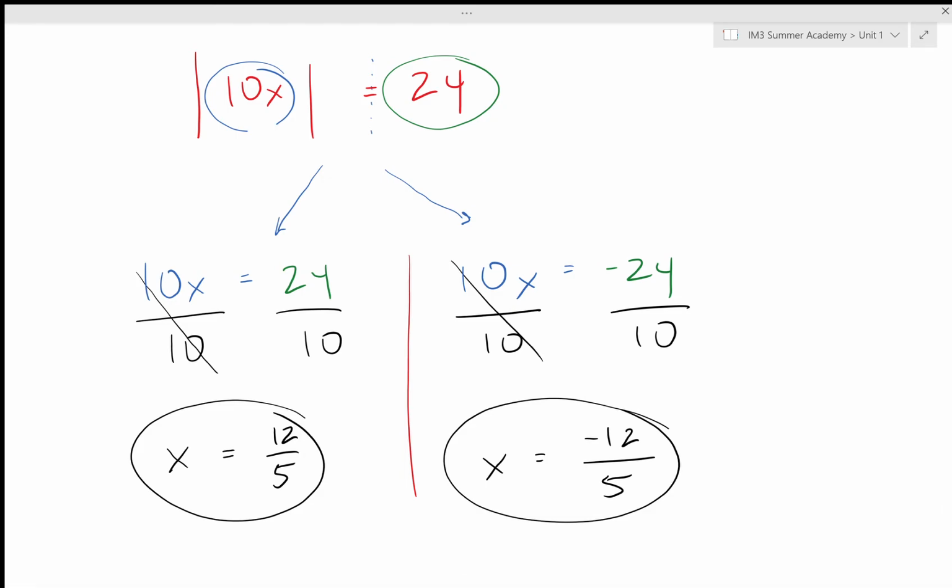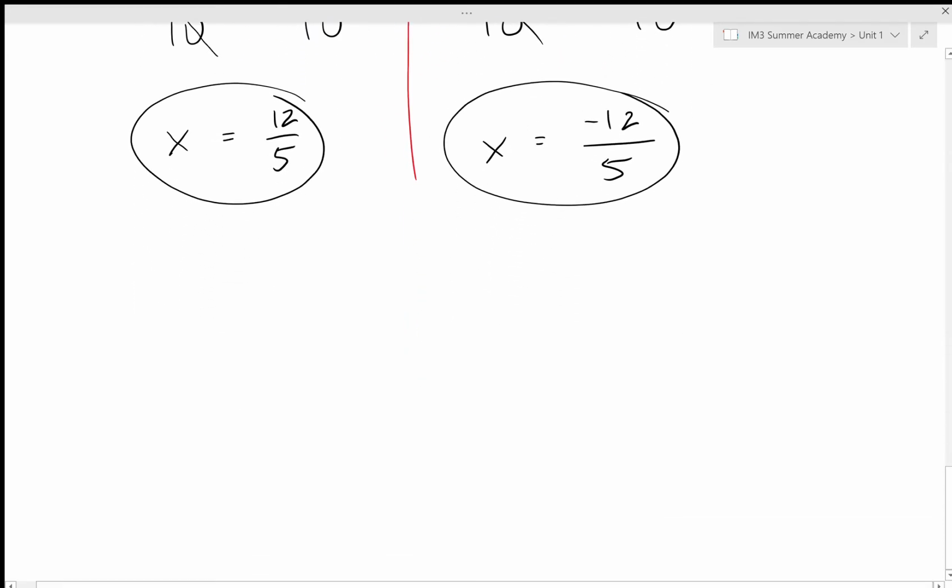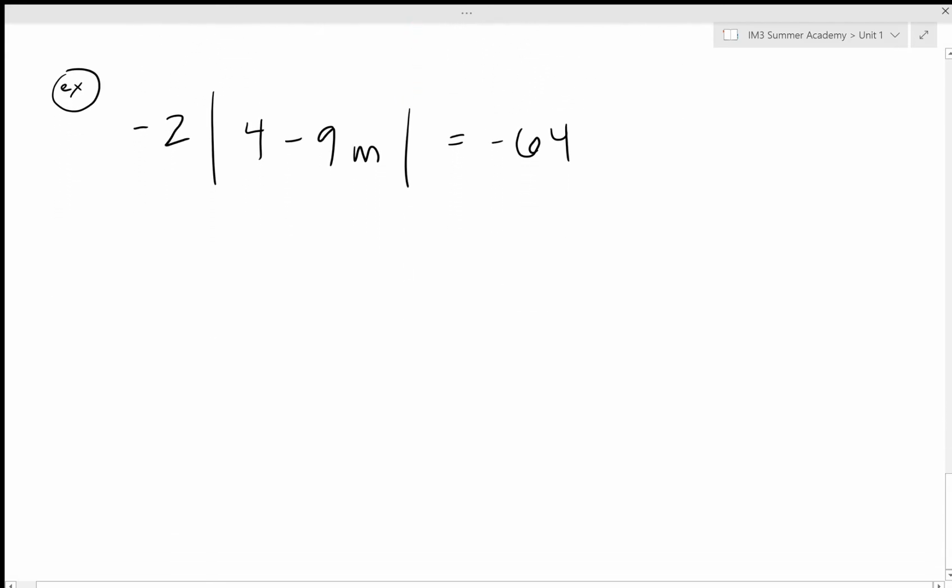All right, let's go ahead and make a little bit more complicated problems out of these. So for example, negative 2 times the absolute value of 4 minus 9m equals negative 64. All right, so think about this. I want to get to the absolute value. I can't even get to the m until I've dealt with everything outside of it first. So deal with outside the absolute value. That would be the negative 2.